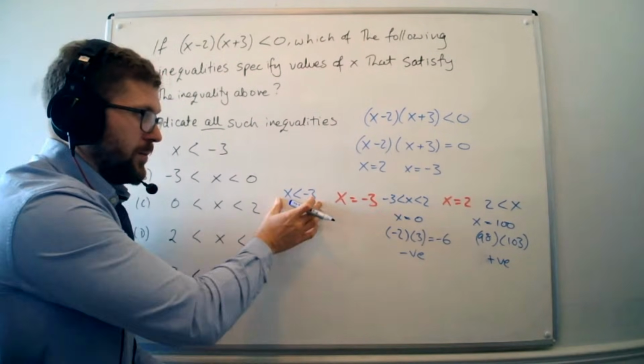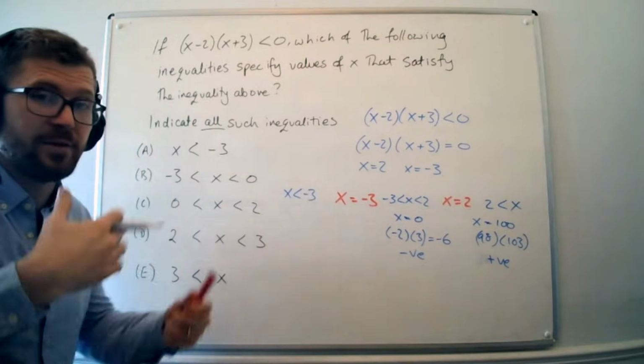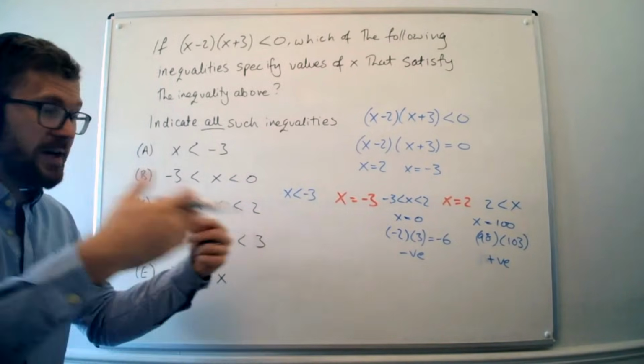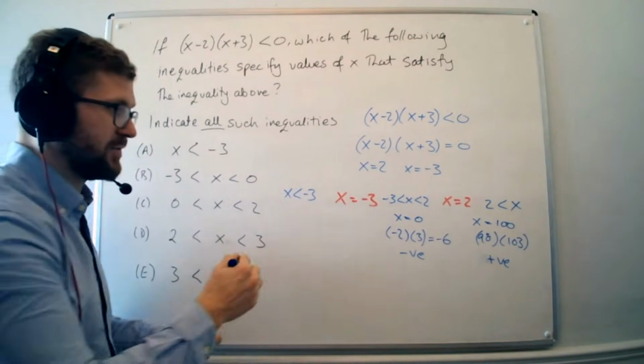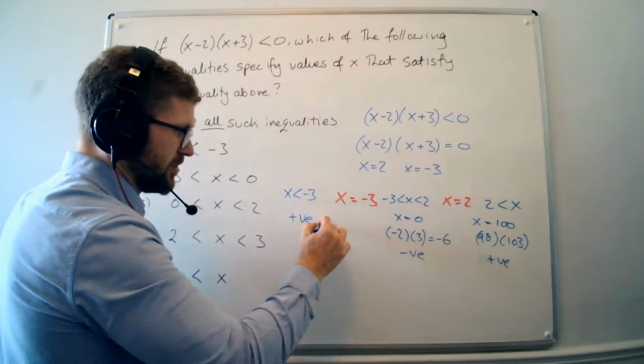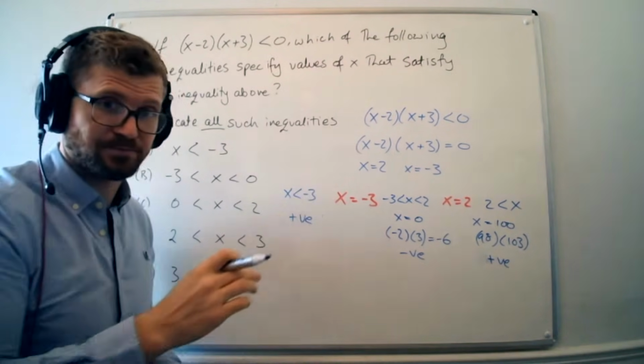All right, one more of these. Again, you could go and check them. I'm going to leave that to you. If I chose a number where x is less than -3, what I'm going to find is that overall the inequality is going to be positive there.